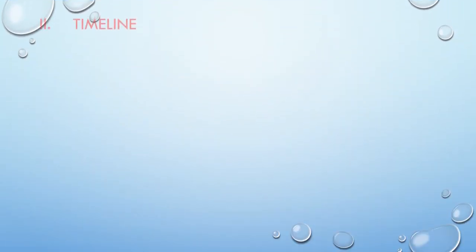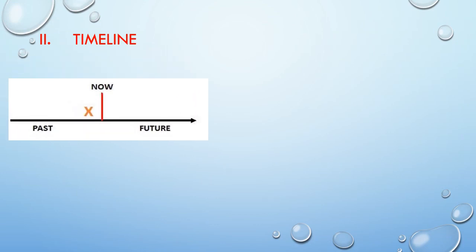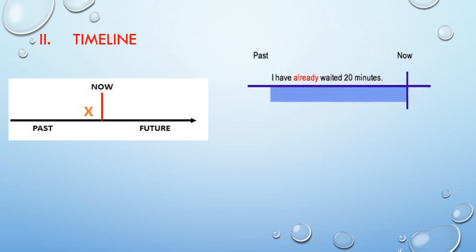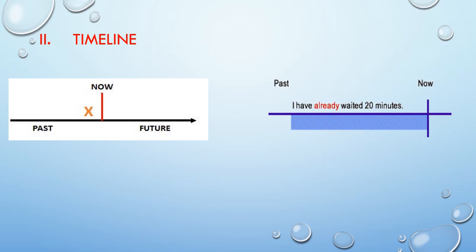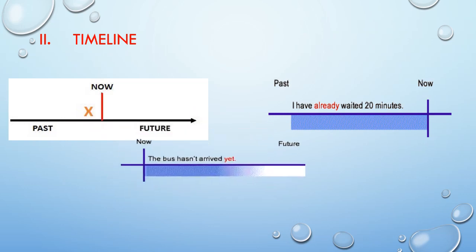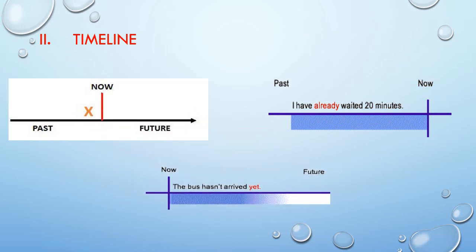So let's look at the timeline. Here we have three timelines. The first one, look at the cross, the orange cross. So it's about an action happening in the recent past. Okay, look at the second timeline. I have already waited 20 minutes, so it has a relation with now too. The third timeline: the bus hasn't arrived yet. So here we were supposing the bus to arrive in the past, so it is connected.